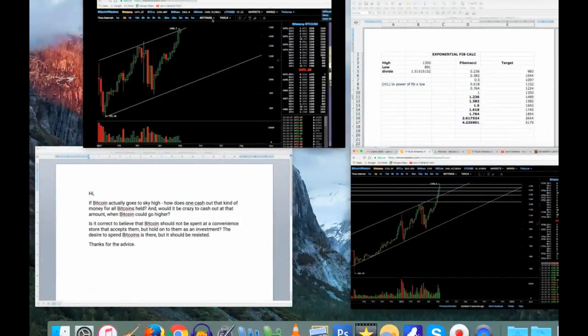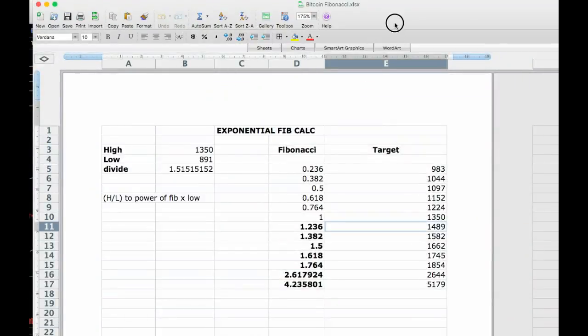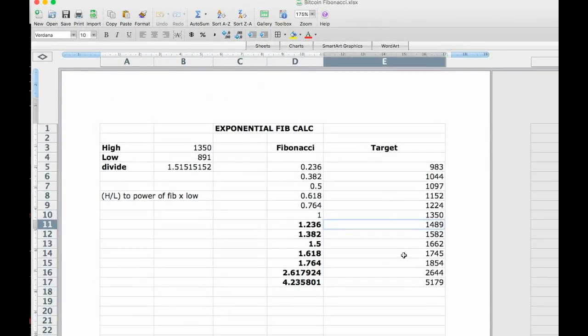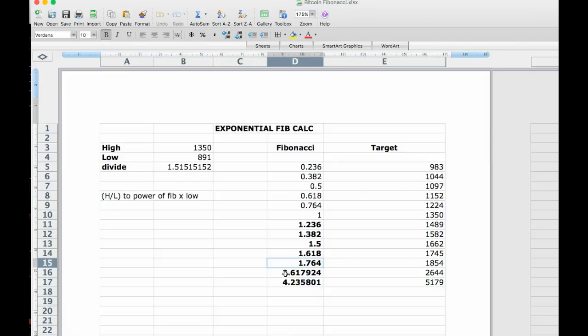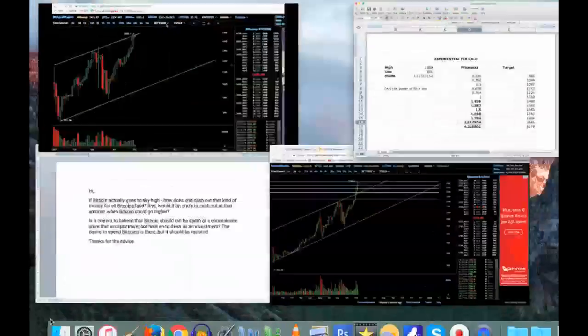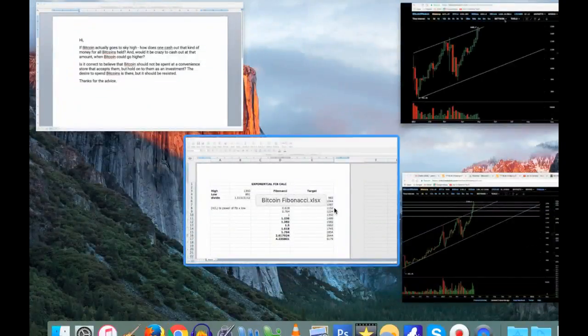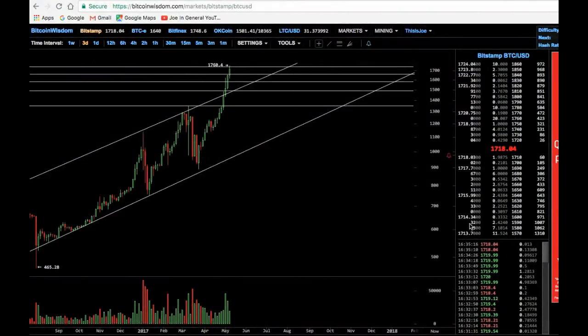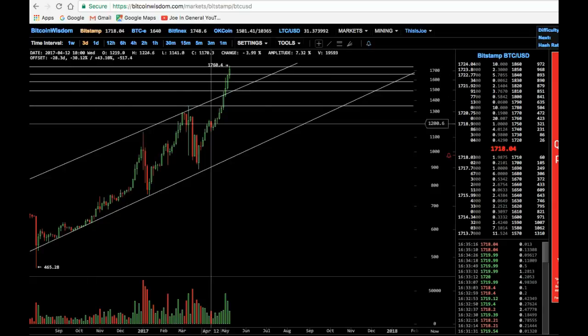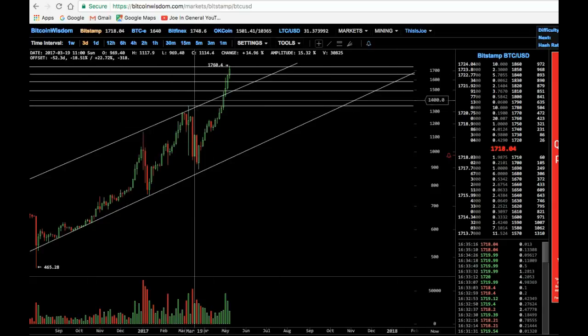There's a whole bunch of different numbers, but let's talk about Fibonacci very quickly. We've got this 1.764 of 1854, and then you've got this really big one, the 2.618 of 2644. Now, of course, we are talking about US dollars. We're using the bitcoinwisdom.com website and the Bitstamp exchange, so that's all in US dollars.